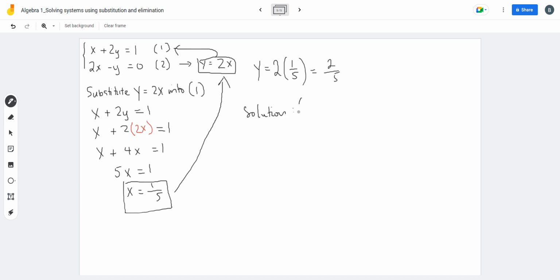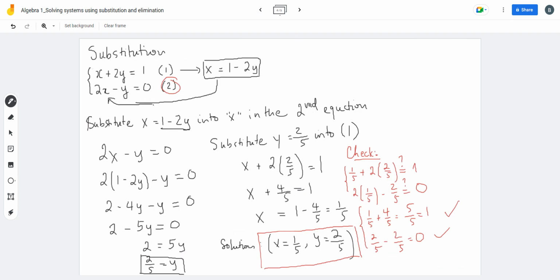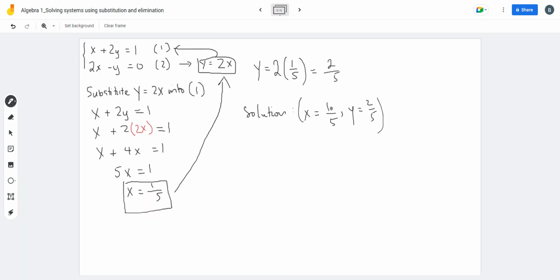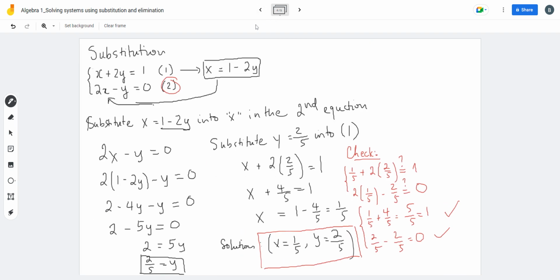Your solution for this would be x equal to 1 over 5 and y equal to 2 over 5. And since last time we actually did a check, I don't have to do the checking again for this one. But technically, every single time you solve a new system of linear equations, you will have to do the checking. Okay, all right. So that's one example.